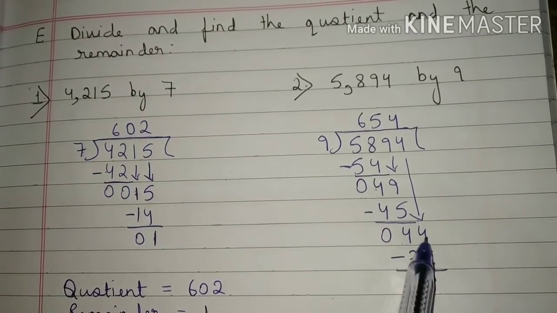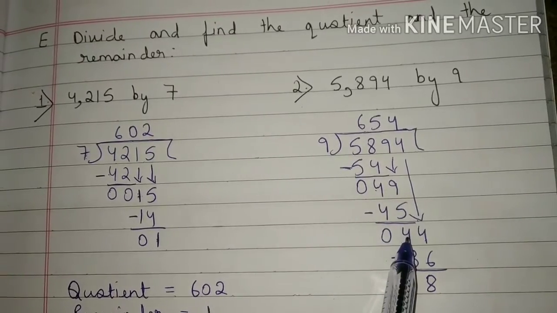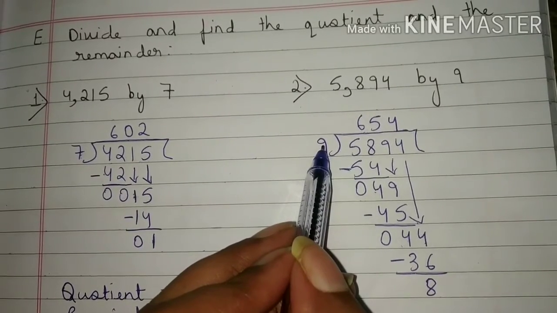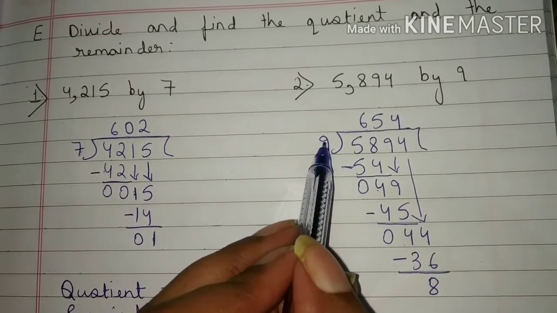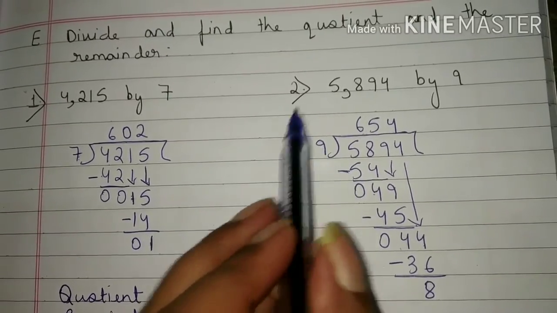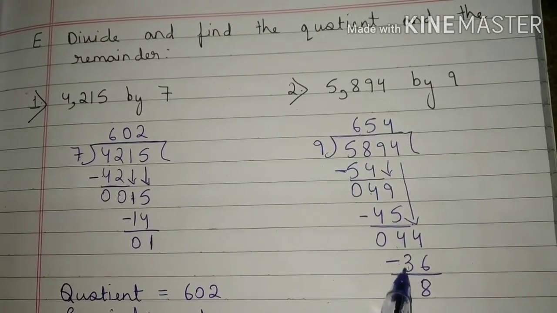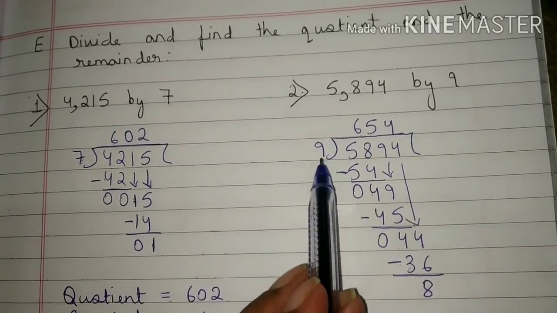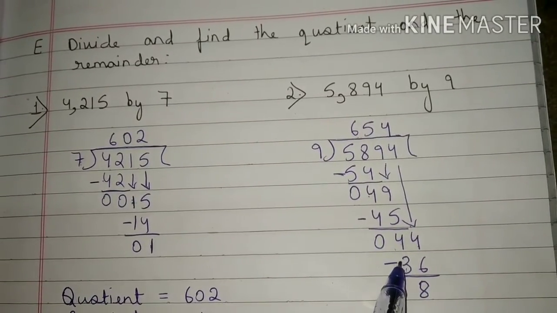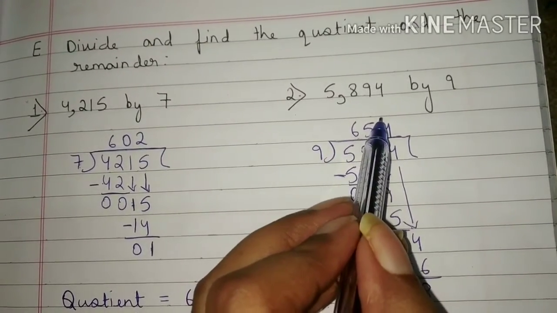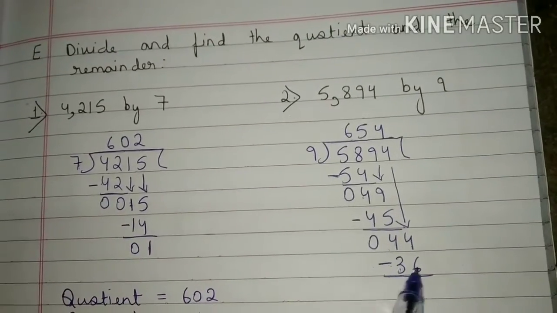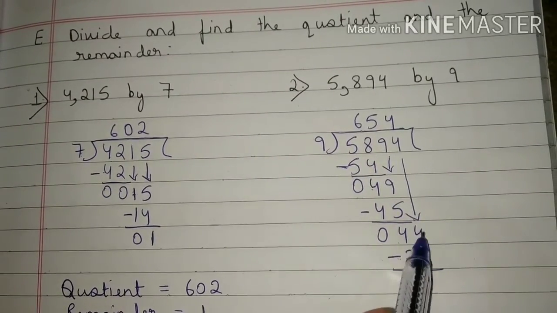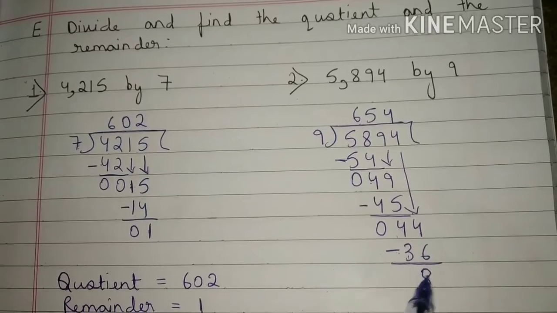Now number become 44. Students, now we will read the table of 9. 9 1 ja 9, 9 2 ja 18, 9 3 ja 27, 9 4 ja 36. Students, 9 4 ja 36. 36 is just smaller than 44. So we will consider 9 4 ja 36. Students, 4 we will write here and 36 we will write here. Now we will subtract the numbers. 44 minus 36 will give 8.